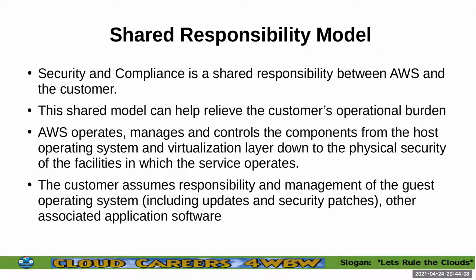So what here, shared responsibility model. Security and compliance is a shared responsibility between AWS and the customer. That's something we've talked on. It helps relieve the customer's operational burden. AWS will be managing and controlling the components, from the host operating system and virtualization layer down to the physical security of the facilities. So you don't bother about the data centers, they're in charge of how secure they are. And the customer then focuses on managing the guest operating system, in case they're using IaaS, infrastructure as a service, and other associated applications.